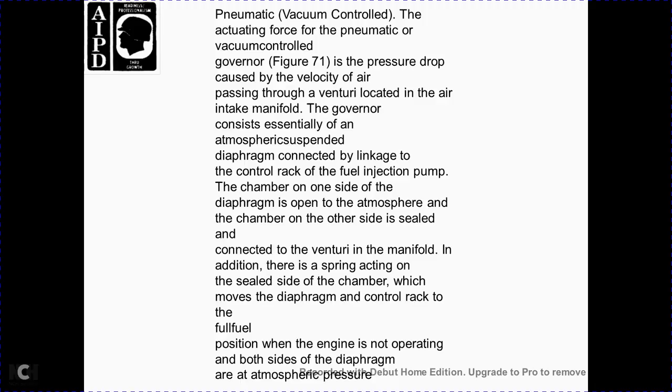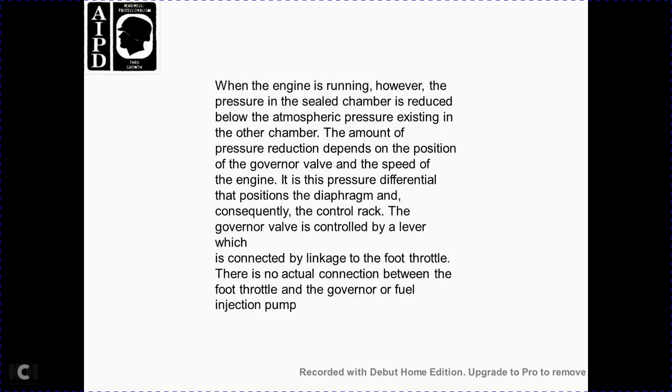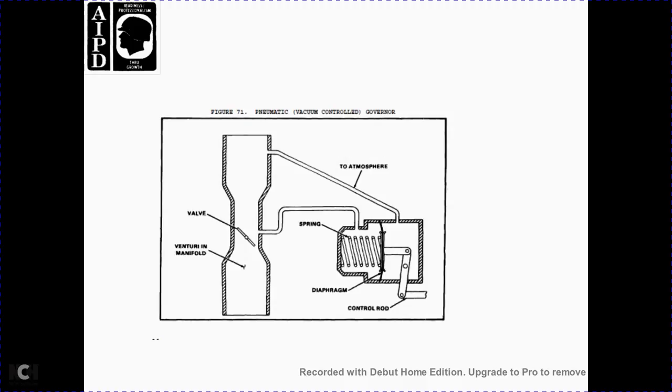The movement of the diaphragm moves the control rack to the full fuel position when the engine is not operating, with both sides of the diaphragm at atmospheric pressure. When the engine is running, however, the pressure in the sealed chamber is produced below the atmospheric pressure existing in the outer chamber. The amount of pressure reduction depends on the position of the governor valve and the speed of the engine, and the differential determines the position of the diaphragm. The governor valve is controlled by the lever, which is connected with the linkage of the foot throttle, with a non-actuating connection between the foot throttle and the governor or the fuel injection pump.